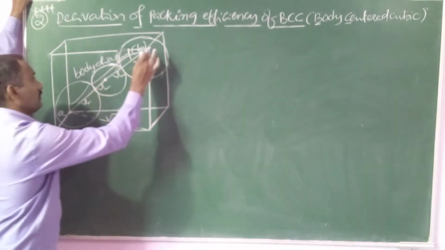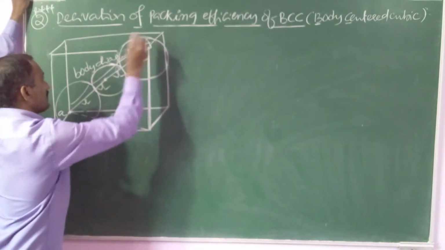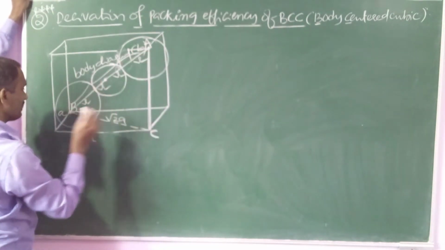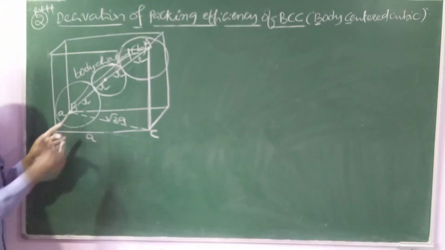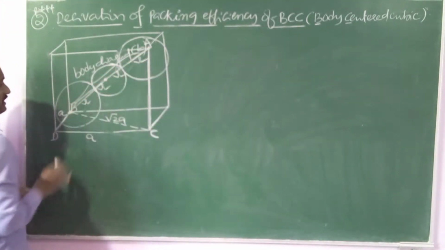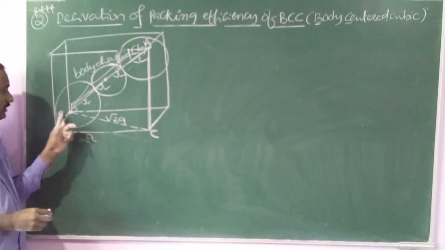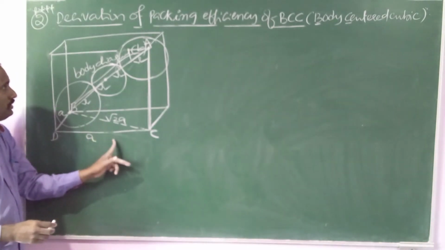Now this is the main triangle ABC. Main triangle ABC. This is BCD. So in BCD also you have to apply the Pythagoras theorem. Therefore, this BC hypotenuse value is root 2A.